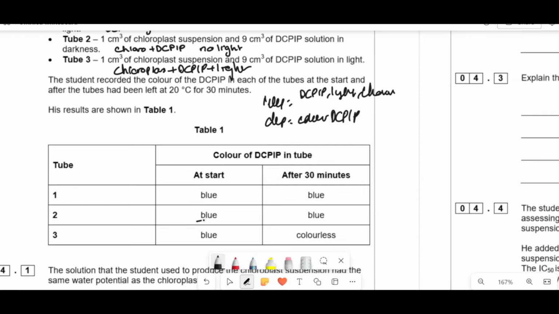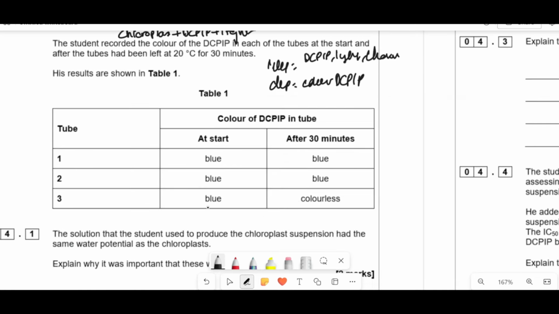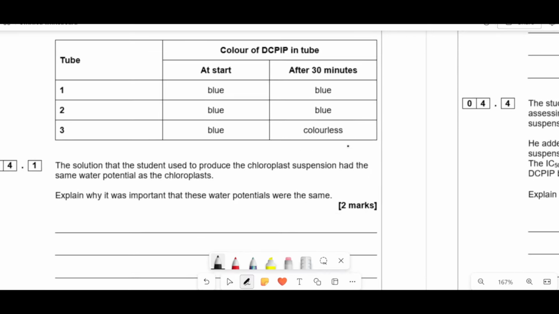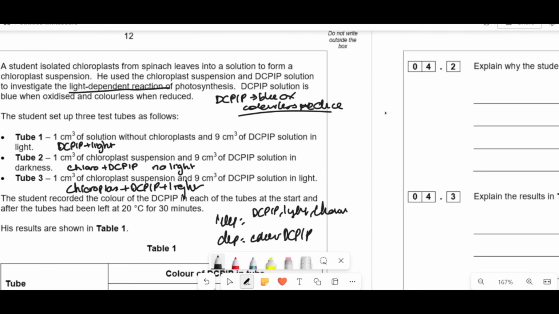Now the second tube is showing there's blue and blue. So between here and here, we've added chloroplasts, but that's still not enough because there's no light here. So clearly it must be that maybe there's light that's needed. If you look here in the third one, it's going from blue to colorless, which means that between here and here, the only difference was that there was light. So we need light to actually make the DC-PIP go colorless, which they've told you in the question was when it goes colorless, it is reduced.